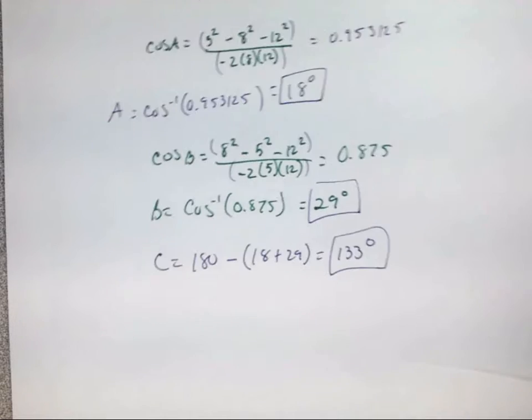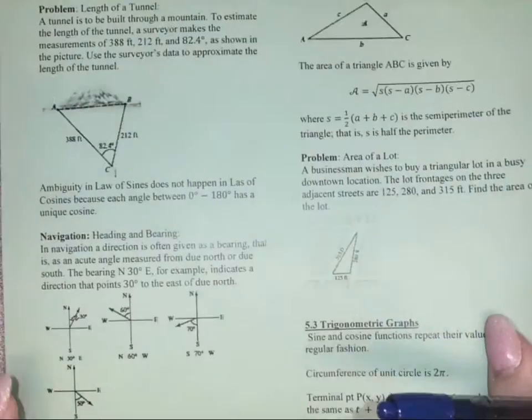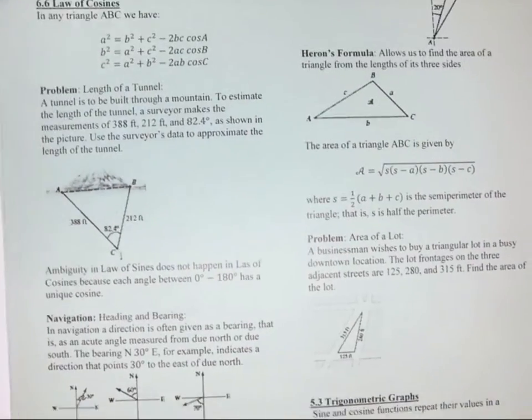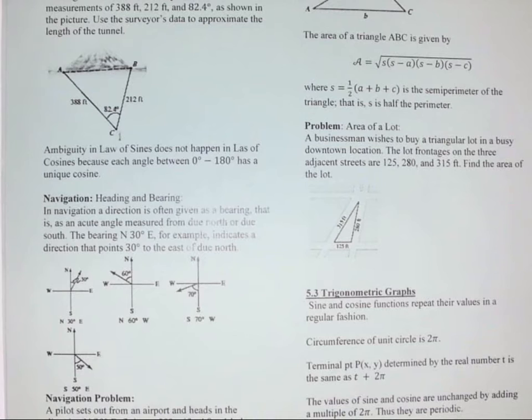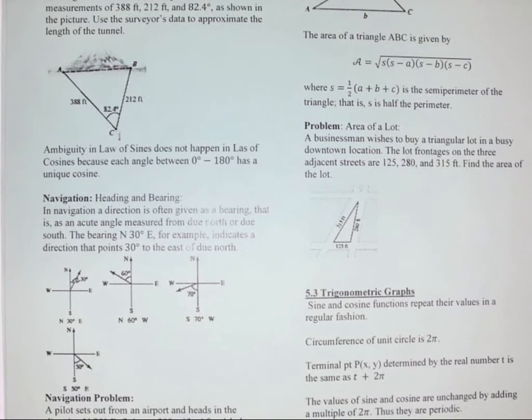All right, so let's go look at another type of problem that we might experience out in the world. So this is heading and bearing. Let's talk about it a little bit, and then we'll solve a problem like it. So in navigation, a direction is often given as a bearing. That is an acute angle measured from due north or due south. The bearing, north 30 degrees east, indicates a direction that is 30 degrees east of due north.